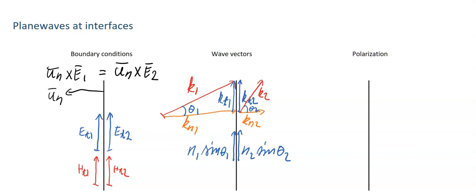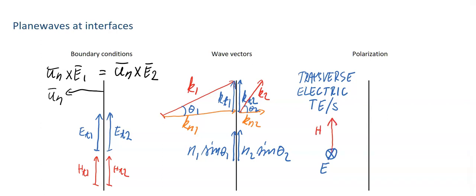Polarization of the plane wave is defined by the vector direction of its electric field. It is defined with respect to the boundary and the plane of incidence. The plane of incidence in this case is the plane of the flat screen. Two linear polarizations are usually defined. The first is the so-called transverse electric polarization, or TE, or S polarization, where the electric field is perpendicular and the magnetic field is on plane.